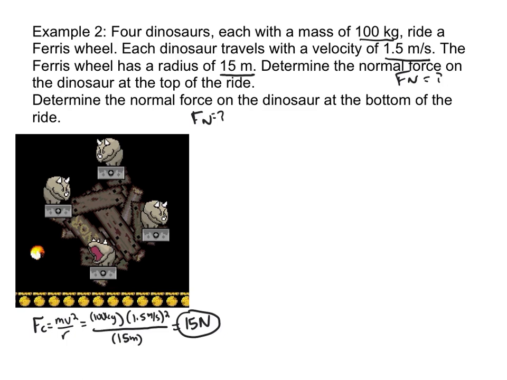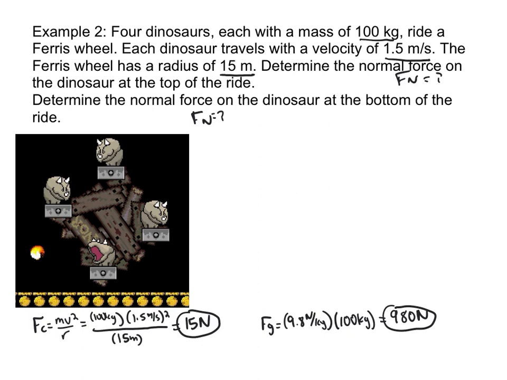Now, the other thing that we can solve for is the force of gravity on each dinosaur. So force of gravity is 9.8 newtons per kilogram times the mass, and each dinosaur has a mass of 100 kilograms. This turns out to be 980 newtons. I'm going to circle it. Not the answer, but we're going to need it later.